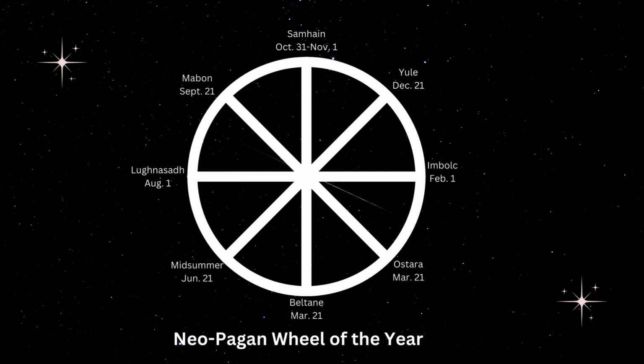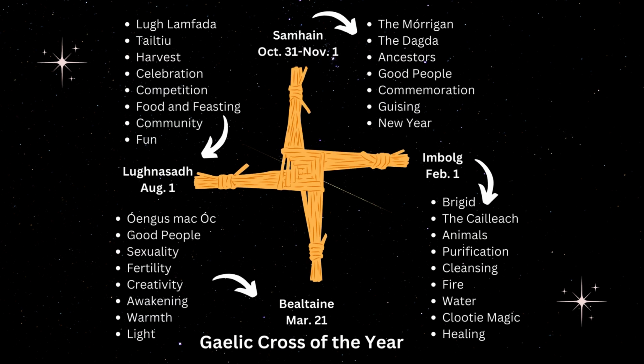Lunasa is another Gaelic holiday, and it is the time for games, for harvest, feasting, celebration, competition, being together. And we'll talk more about that in just a second. And then Mabon is a holiday that has been created relatively recently, recognizing, again, harvest associations, as well as the decline of the sun and the movement into the dark part of the year, a preparation for Samhain and the new year.